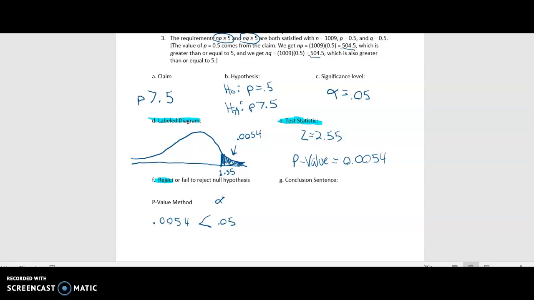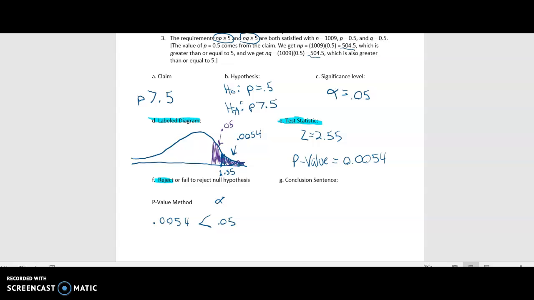And I want to also show you a visual of this. So our 0.0054 is right here, but 0.05 is this larger region. So you can see your p-value fits into the larger region of your alpha. So if your p-value fits inside that alpha region, then you reject. We also learned about a critical value method, so I want to show you how to use that.